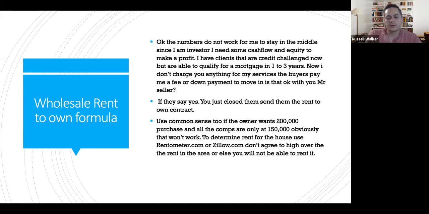Same thing with the rent, right? We like to use rentometer.com to get the rent value, or you can use Zillow.com. If Zillow and Rentometer say that this property can rent for $2,000 a month in this area, and the owner wants like $3,000 a month, some crazy number, for the same house you can rent for 2,000 in the area, then it's not going to be worth it. It's going to be a waste of time. It's never going to get rented because people can just go down the street and rent the same house for 2,000 a month. So why would they pay $1,000 more, right? So just use common sense.